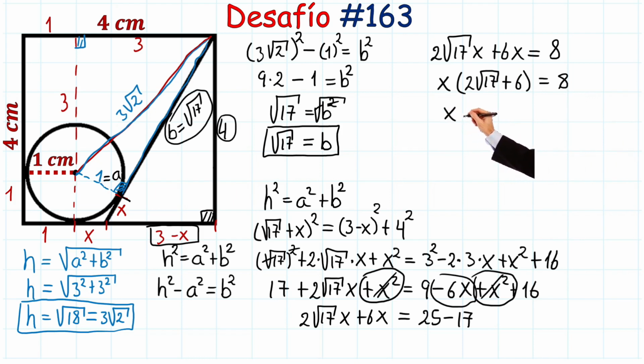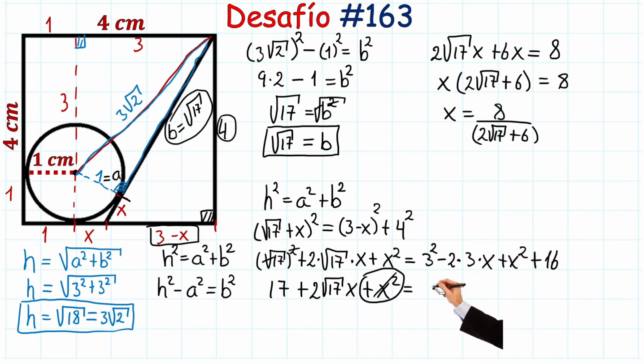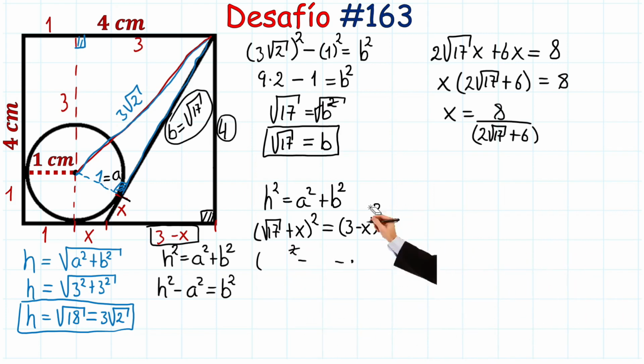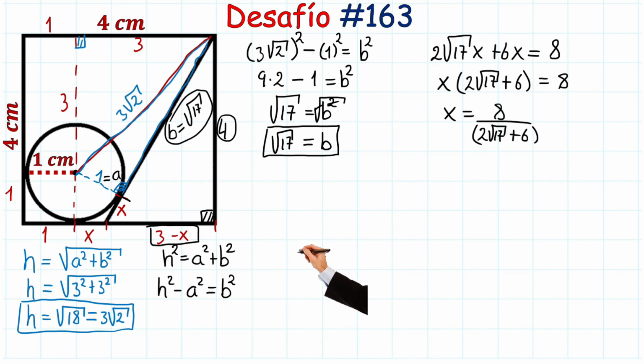So we have x equals, x goes to 8 plus 2 square root of 17. Let's erase this because we don't need it anymore. We are going to solve for x. Very good. And we already have here what x is worth. Then this would be the x solution.